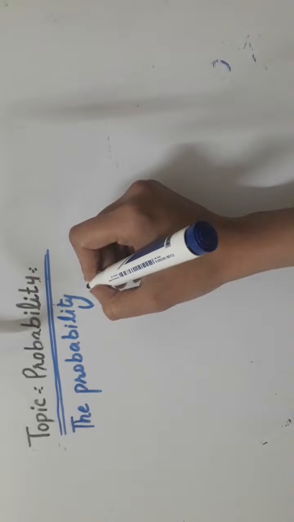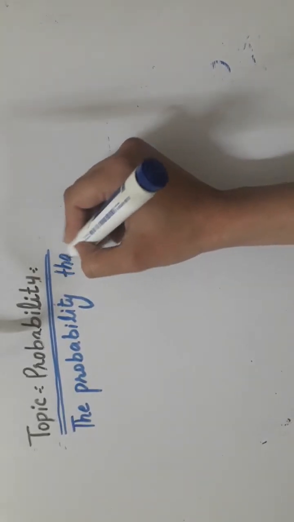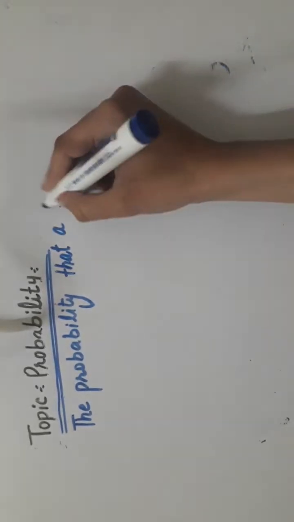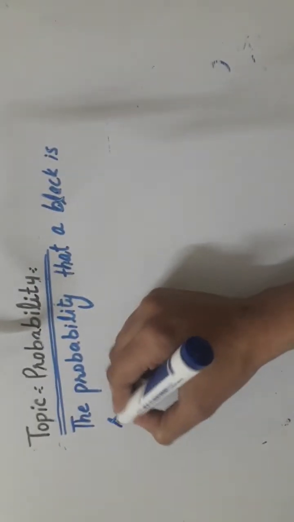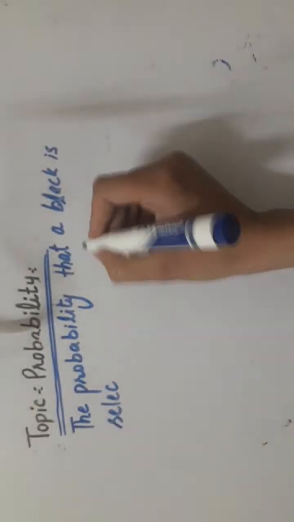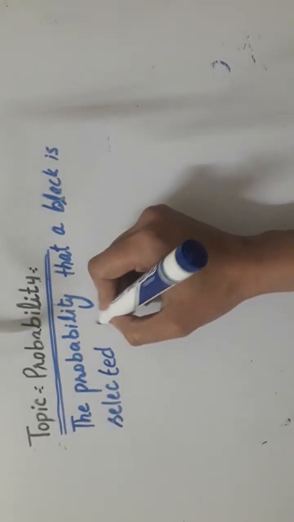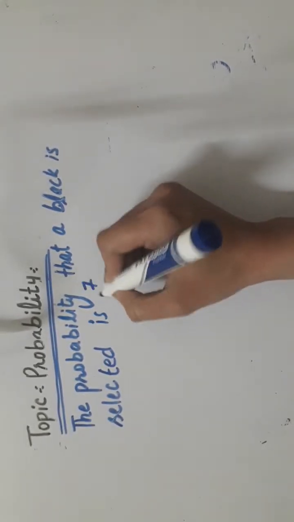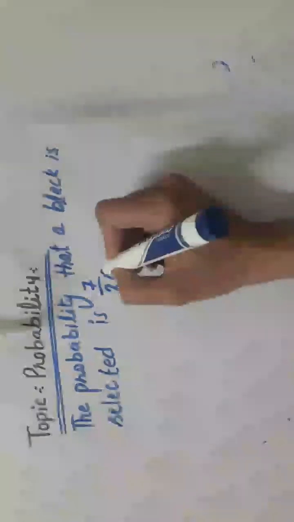The probability that a black ball is selected is 7 by 20. This is the probability a black ball is selected.